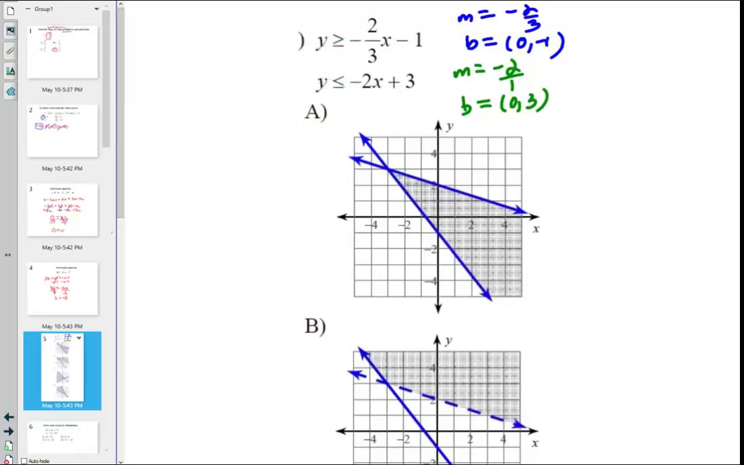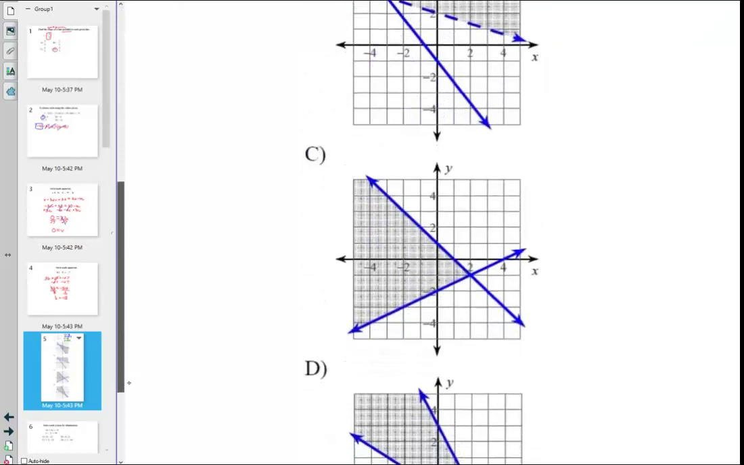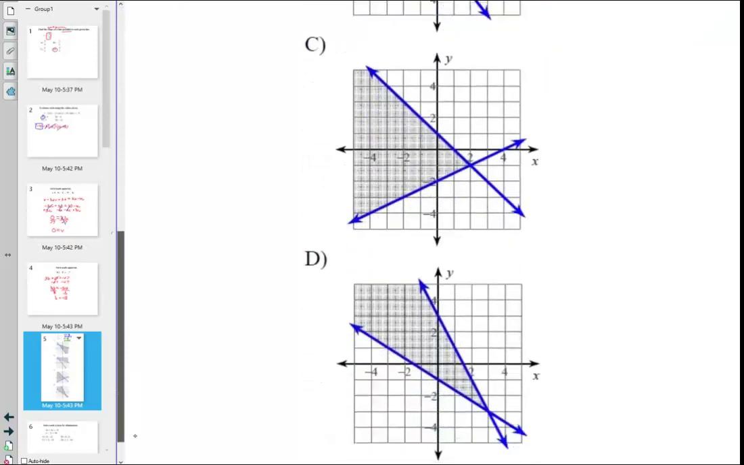Now let's see, we're looking for one that's going to cross at negative 1 with a slope of negative 2 over 3. So here we're crossing at negative 1, but it looks like we're going up. Oh no, this one, we're going up 4, and then running 3, 4 over 3. So it doesn't look like it could be A. Let's see, C at negative 1. There's not even anything crossing there at negative 1.